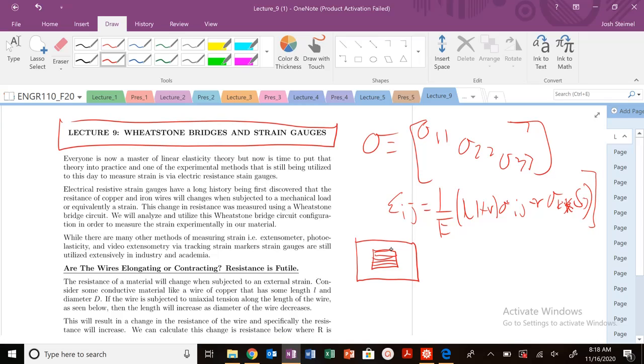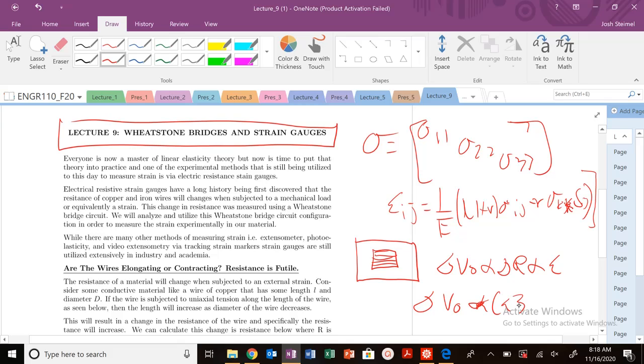So we are going to relate an output voltage, which is going to correlate to a change in resistance, which is going to correlate to some strain that we measure. So we're going to get this fundamental expression of the change in the output voltage as a function of, or not proportional to, but as a function of strain. So that's how we're going to actually experimentally measure strain.